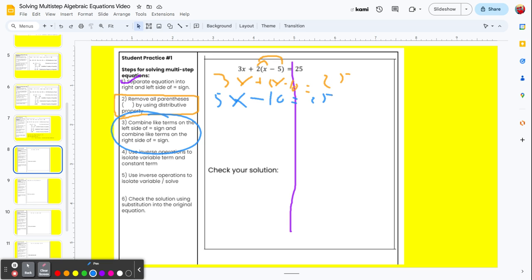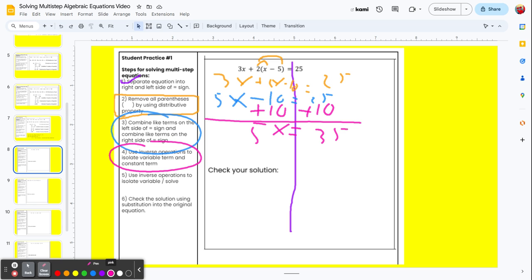All right. So now we want to use the inverse operations to isolate the variable on one side and the number on the other. In this case, I'm going to go ahead and keep my 5x on the left. I want to move that negative 10. So I'm going to add 10, right? It's 5x minus 10, inverse operations addition. Again, we know what we do to one side, we must do to the other to keep the equation balanced. So now we have 5x equals 35.